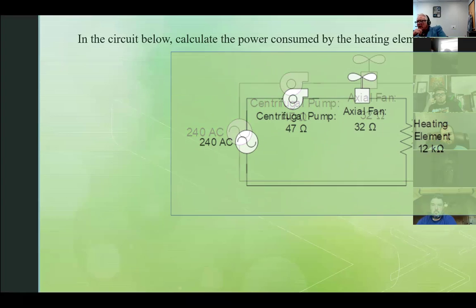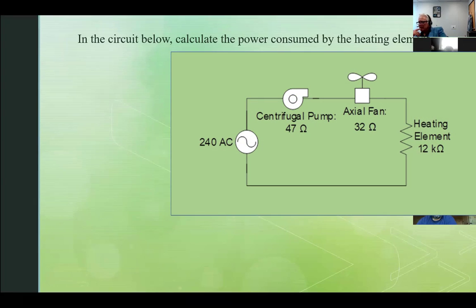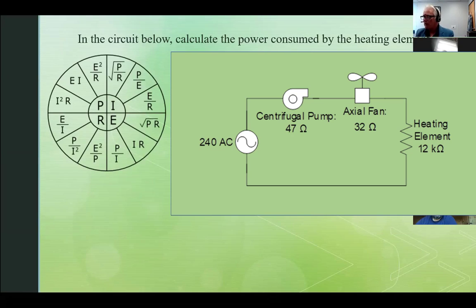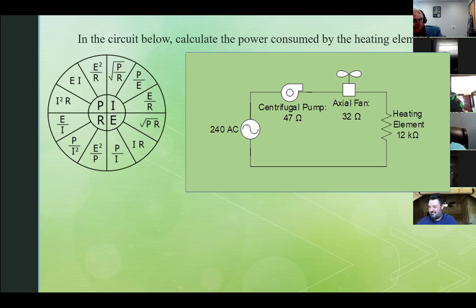In the circuit below, calculate the power consumed by the heating element. So I want to know power. Power is E squared divided by R, E times I, or I squared times R. Well, I know R, it's 12K, so I can use this one maybe if I come up with I, or I know R, I could use this one if I can come up with E squared. Do I know the voltage? You have 2 other resistances that are eating up the voltage, so to speak, before it gets to the heating element.